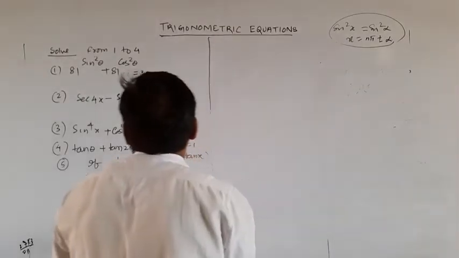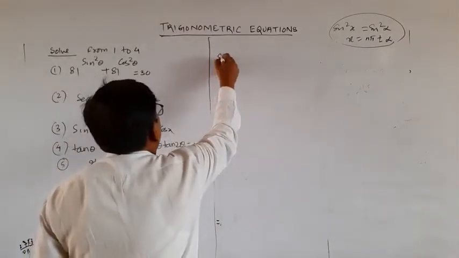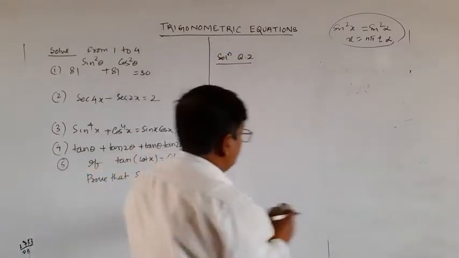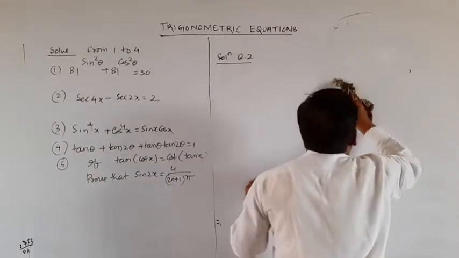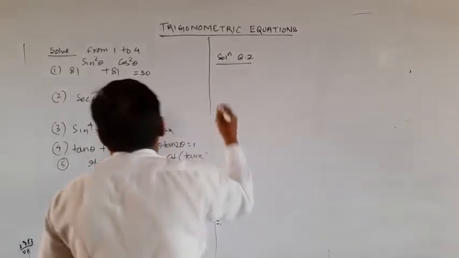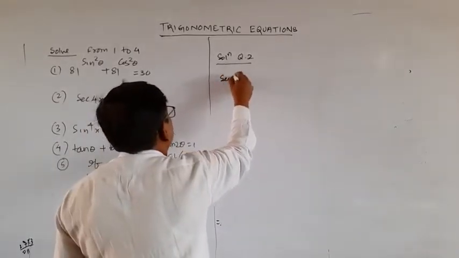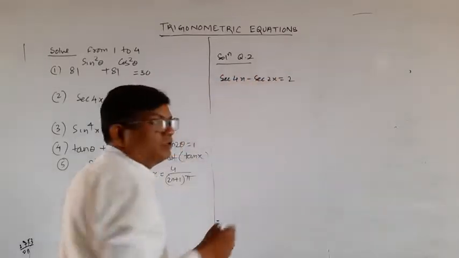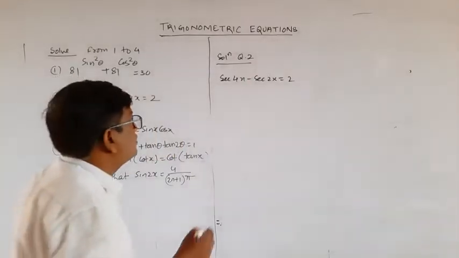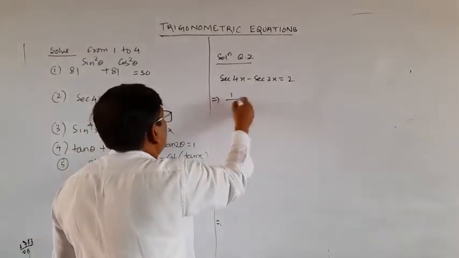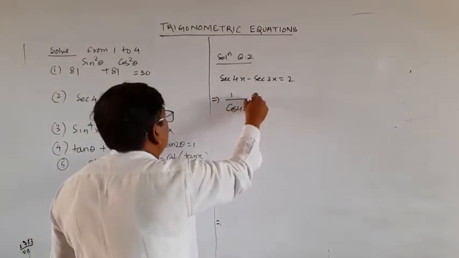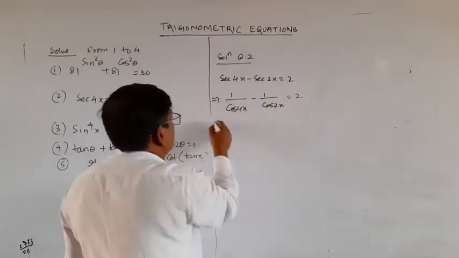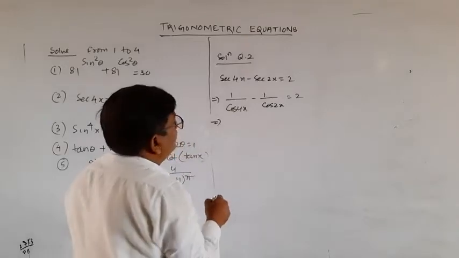Question number 2. Solution of question number 2: sec 4x minus sec 2x is equal to 2. That implies 1 by cos 4x minus 1 by cos 2x is equal to 2. Taking the LCM, the denominator is cos 4x into cos 2x.